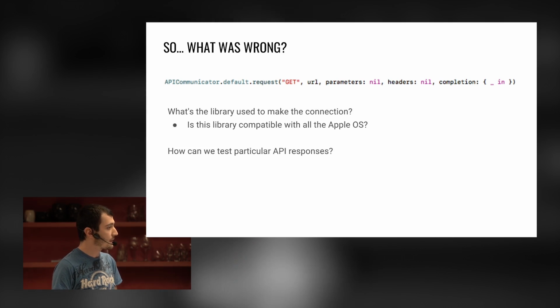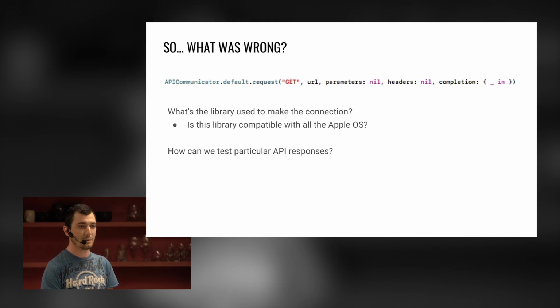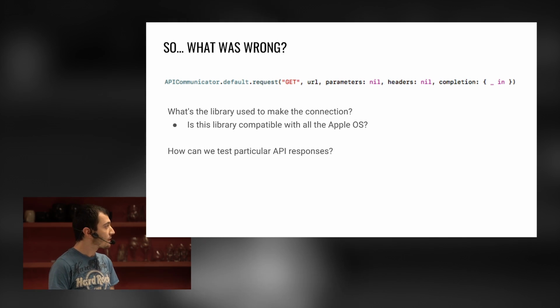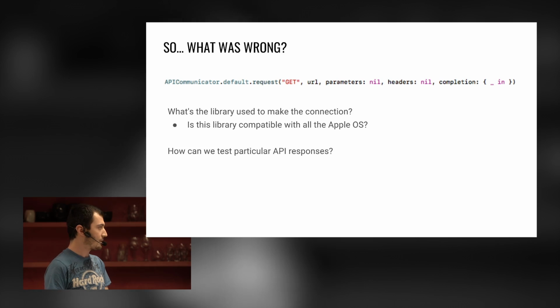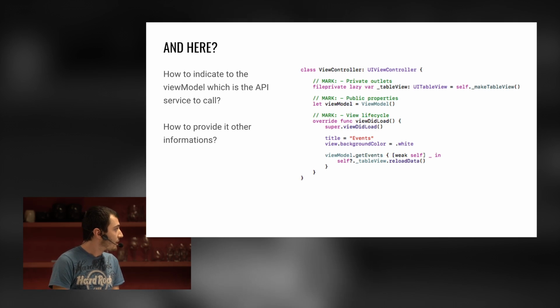Here the problem is that the object that is using this line doesn't know how the request is performed and what library is used. For example, if you want to use the object that uses this line in a tvOS application and the networking library that you're using is not available for tvOS, you cannot use the object. The other problem is how can you test particular responses? You can ask your backend developer, hey, can you give me a different response? Can you send me a 500 status code or whatever? But in case you have a continuous integration system, that wouldn't work.